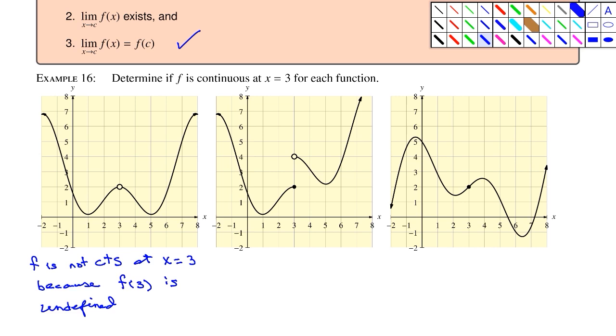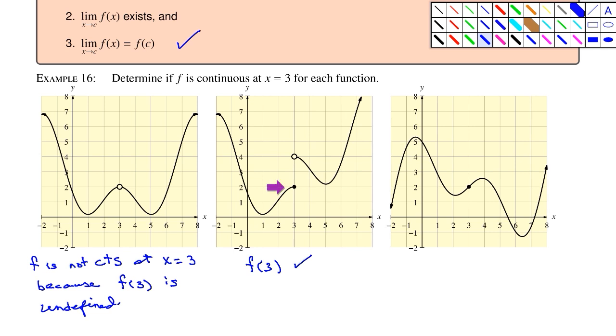And that's it. You don't have to look any further because we know that it can't be continuous if it failed the first one. Let's look at the middle graph and determine if the function is continuous at 3. So the first thing I want to look at is see if f of 3 is defined. And there it is. We have a solid dot at (3, 2). So f of 3 is defined. So that works.